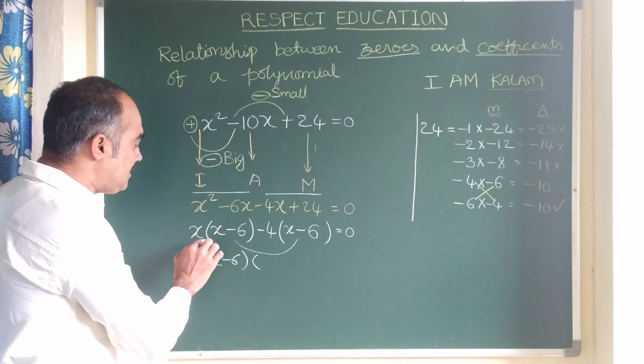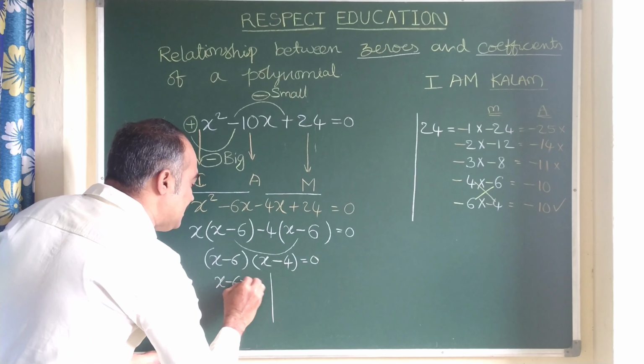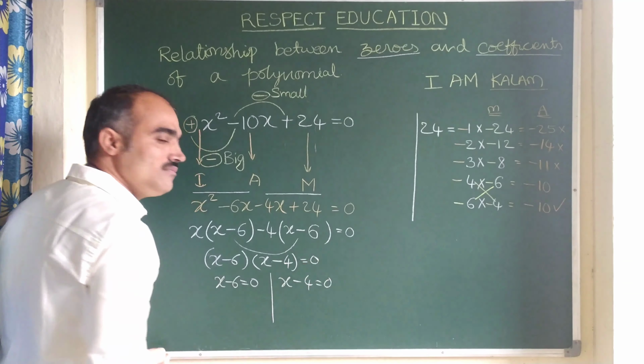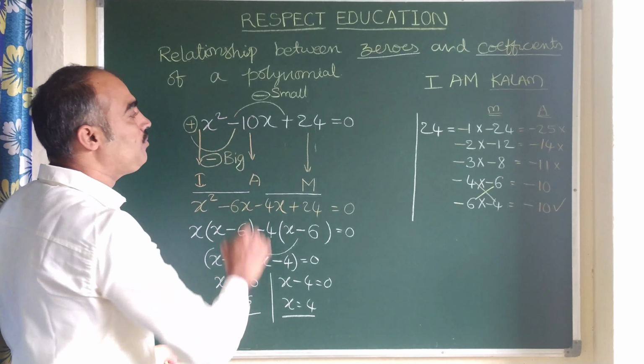X minus 6 went as common. Here what is left? X is left. Here x minus 6 went as common, so here 4 is left. So x minus 6 into x minus 4. When the product is 0, individually they will be 0. Means either x minus 6 is 0 or x minus 4 is 0. Moving minus 6 to that side, x is equal to 0 plus 6, nothing but 6, or x is equal to 0 plus 4, nothing but 4. Right? These are the zeros of the given polynomial.